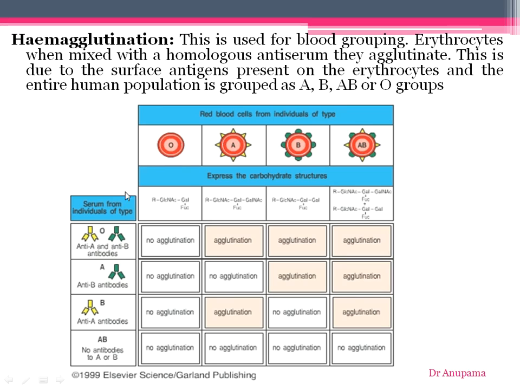So when you add these anti-sera to these cells, the following things can be seen.